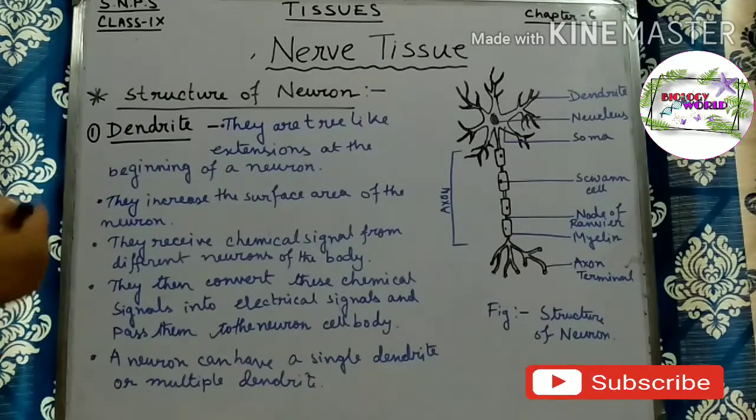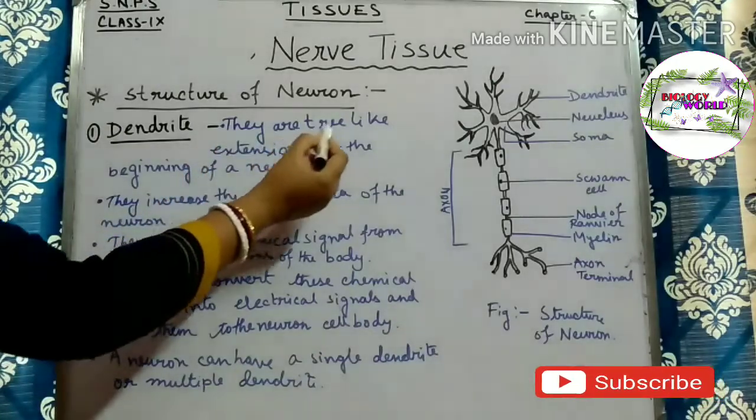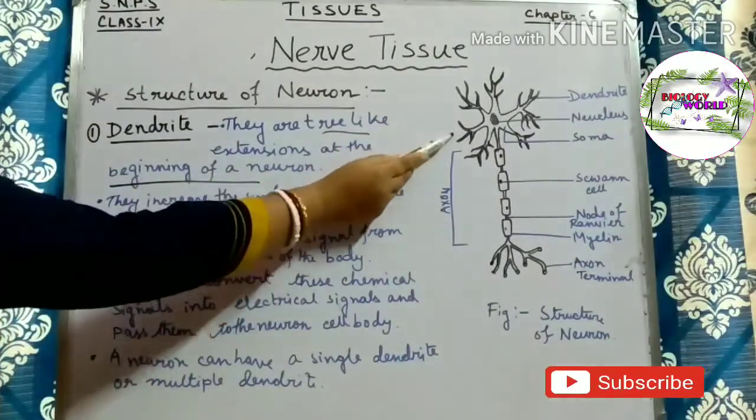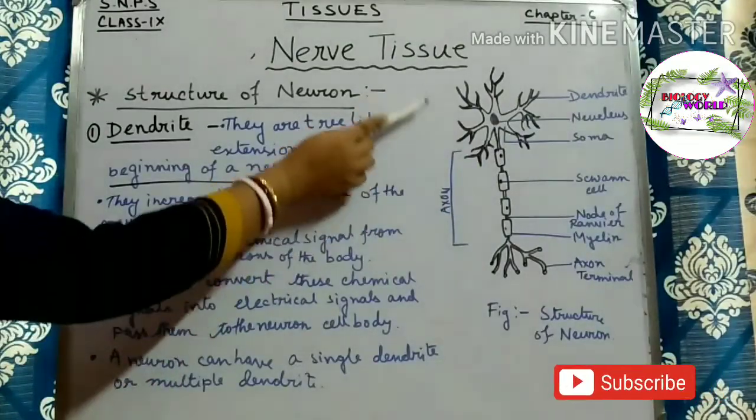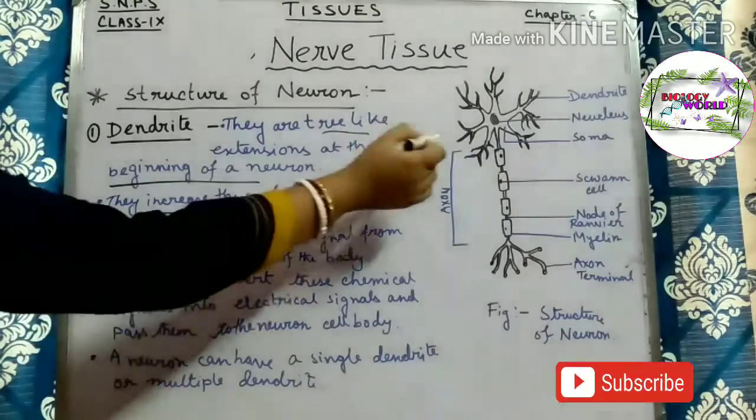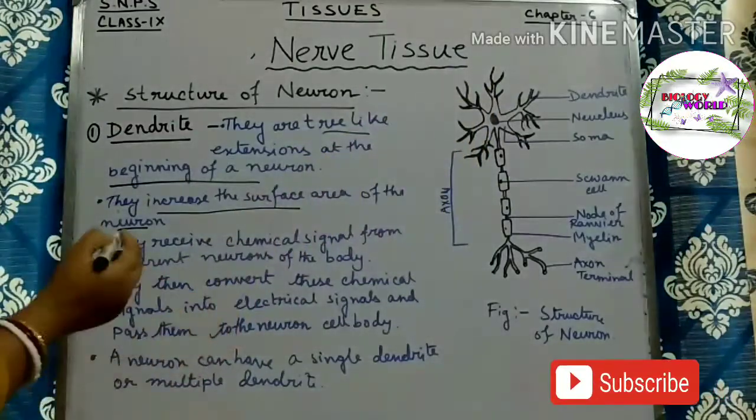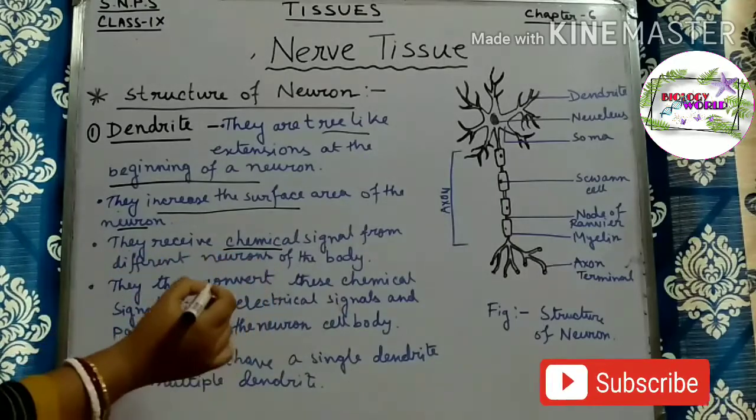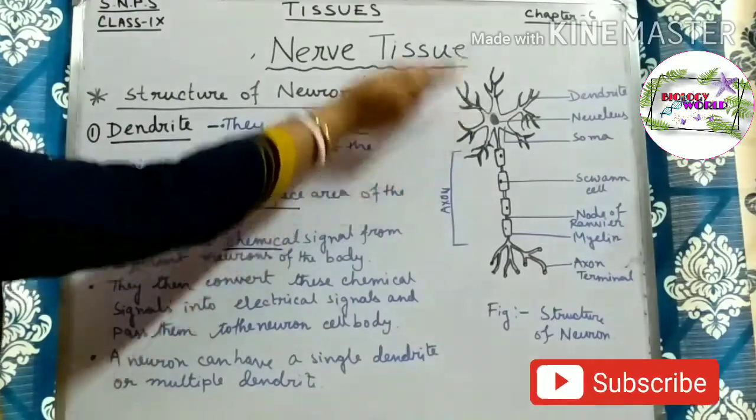The first part of the structure of the neuron is the dendrite. They are tree-like extensions at the beginning of the neuron. As they are branched, they increase the surface area of the neuron. They receive chemical signals from different neurons of the body. Means this tree-like extension collects the chemical signal from other neurons.